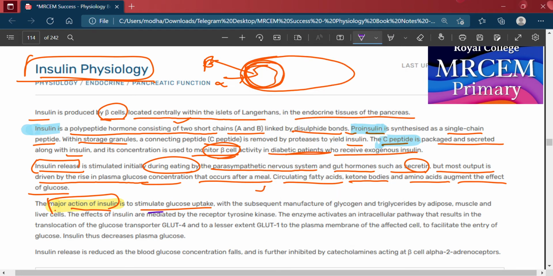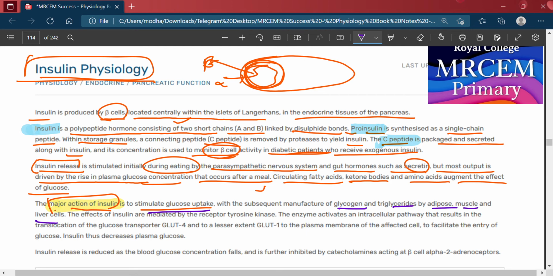So what does the insulin do? The insulin will stimulate glucose uptake with the subsequent manufacture of glycogen and triglyceride by the adipose, muscle, and liver cells.